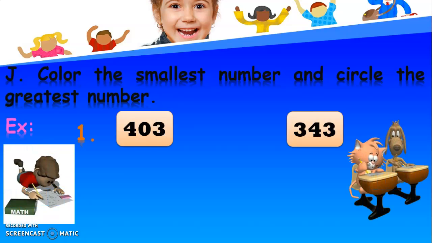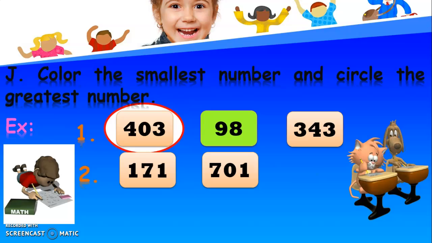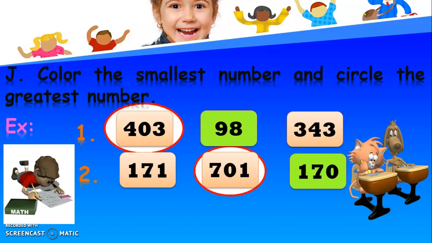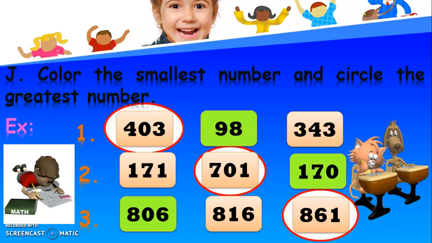So for number 1, the smallest number is 98. And the greatest number is 403. For number 2, the smallest number is 170. And the greatest number is 701. And for our last example, the smallest number is 806. And the greatest number is 861. I hope that you found this part of the practice easy.